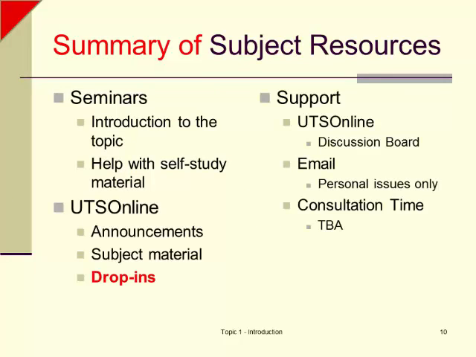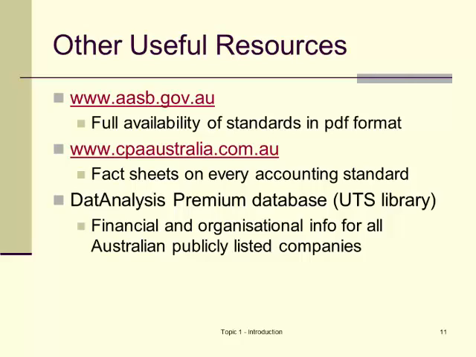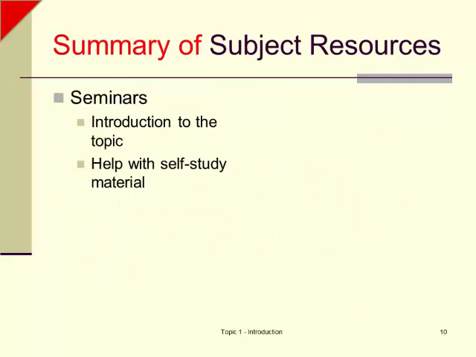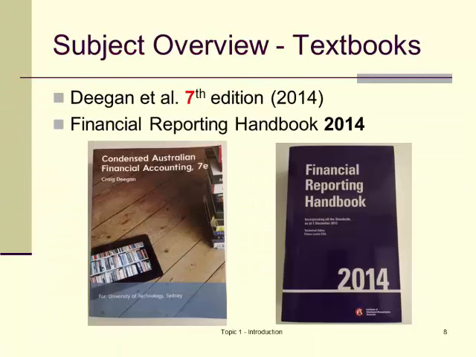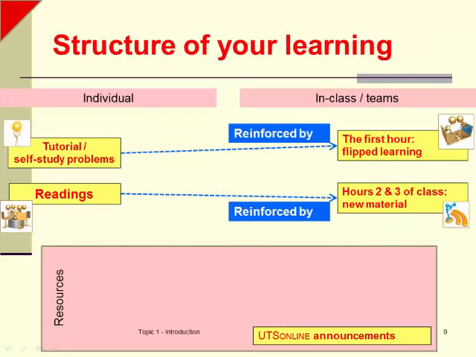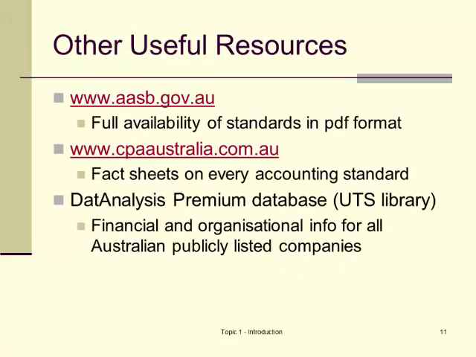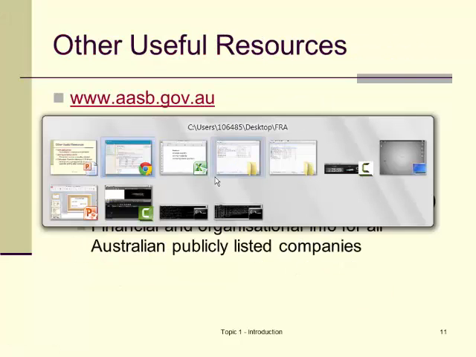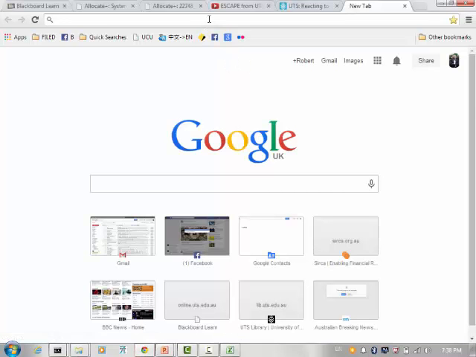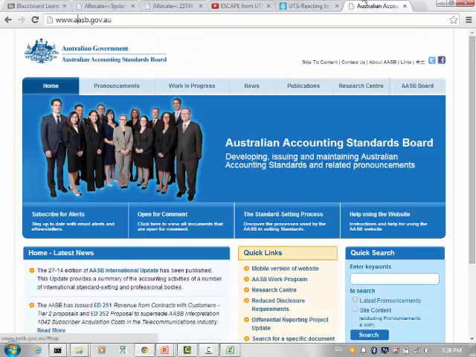That's probably it. So I've talked about all of those. Other useful resources. You'll remember that I mentioned earlier when I showed you the text, I showed you the book that has the accounting standards, the financial reporting handbook. The reason you don't need to buy that is if you want to access the accounting standards, go to AASB.gov.au. There's a really strange thing about that website. If you type in AASB.gov.au by itself without the www, it won't actually go there.